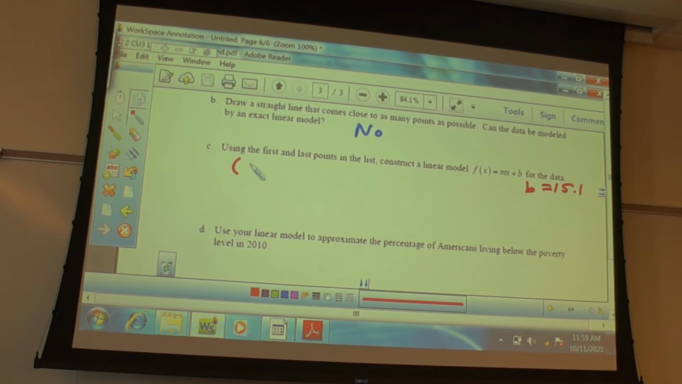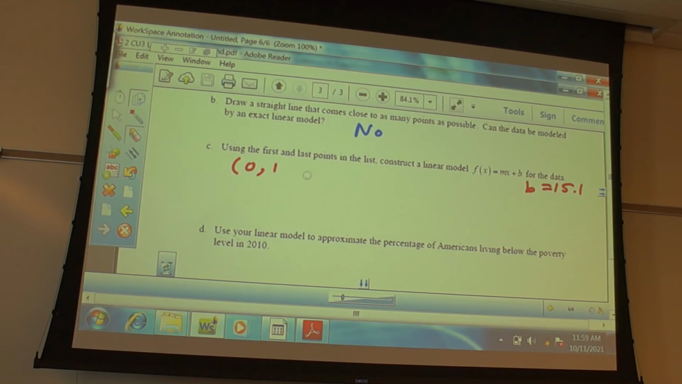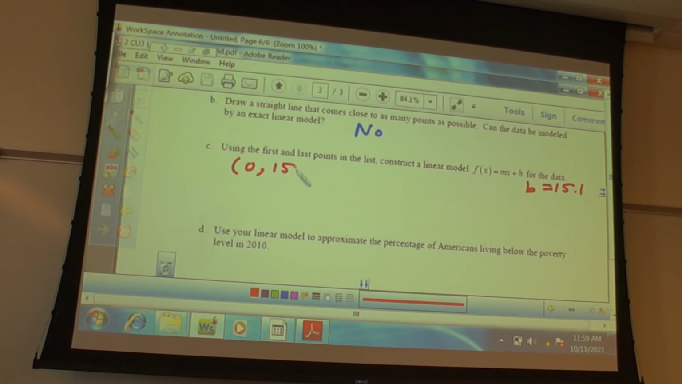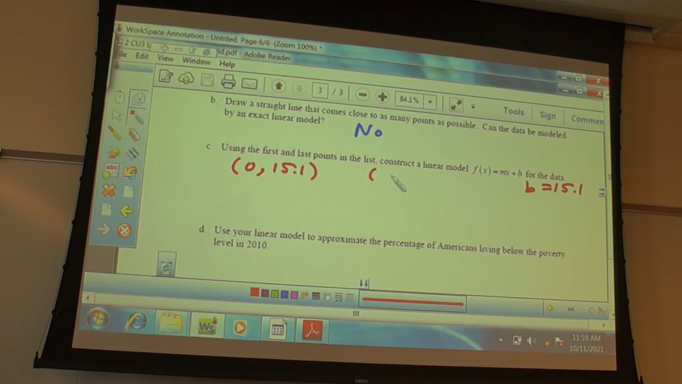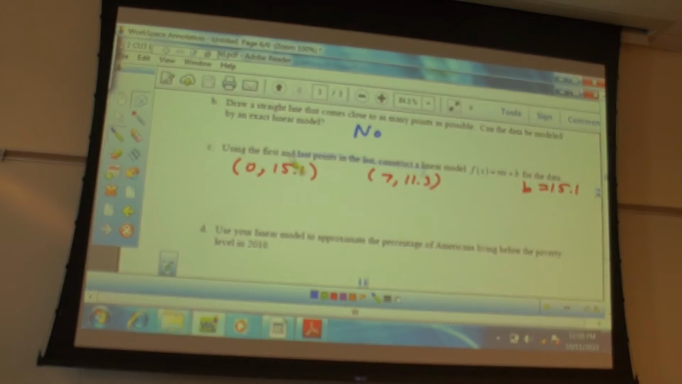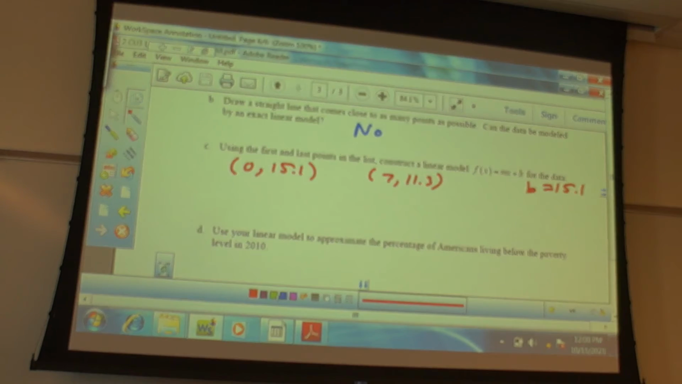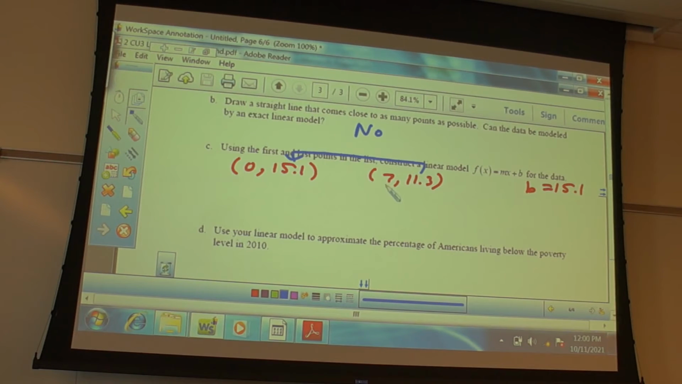So what did I say? 0, 15.1, and 7, 11.3. All right, so which way do you guys want to go? Do whichever you need to do. Find your slope. Take one minute, find your slope.